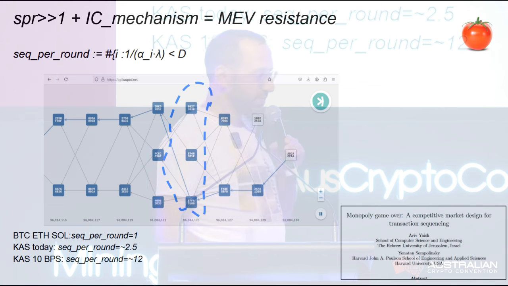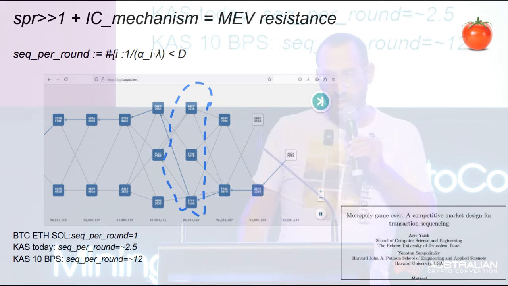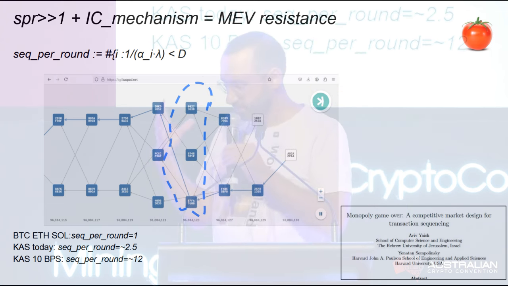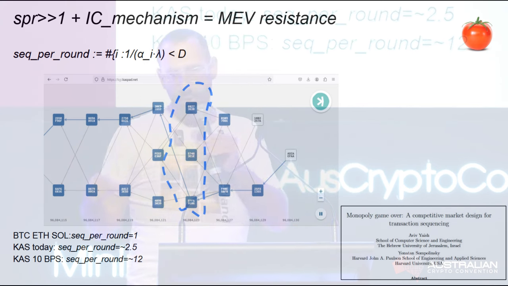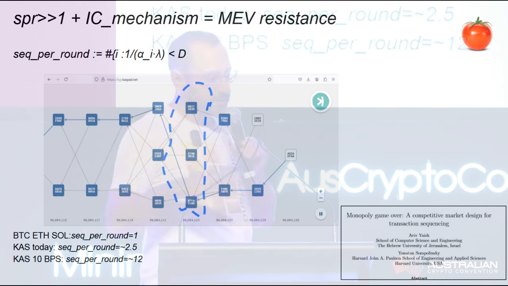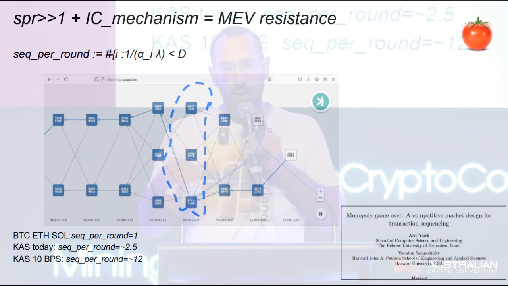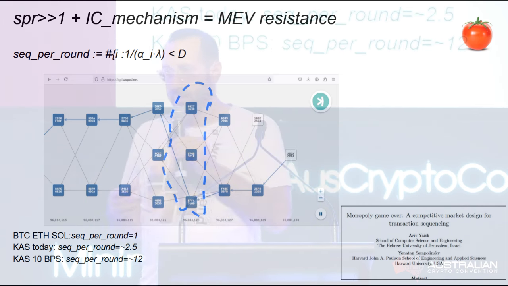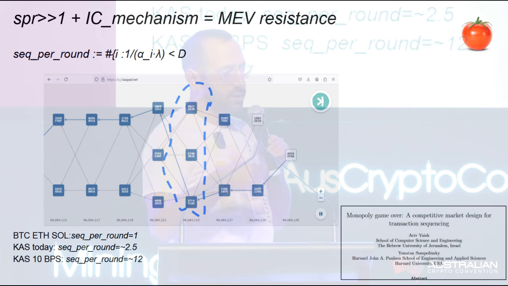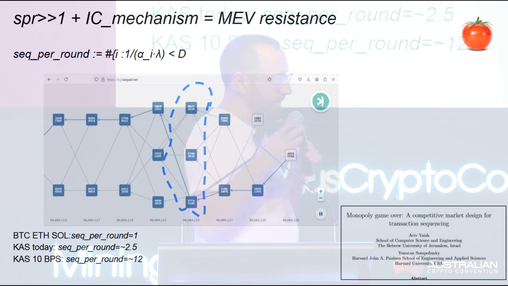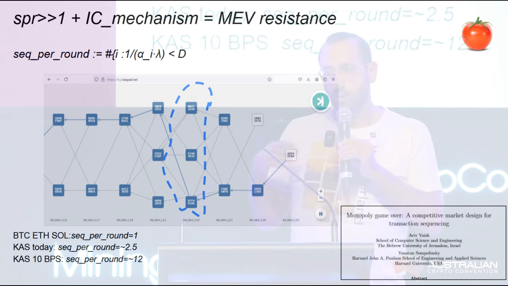So, everyone has their own tomatoes, as you've seen. And I want to present my own tomato, a new metric, SPR, the number of sequences per round. It's not very sophisticated. I'm basically setting the question, how many sequencers are competing at each consensus round? So what I mean by consensus round is quite simple.